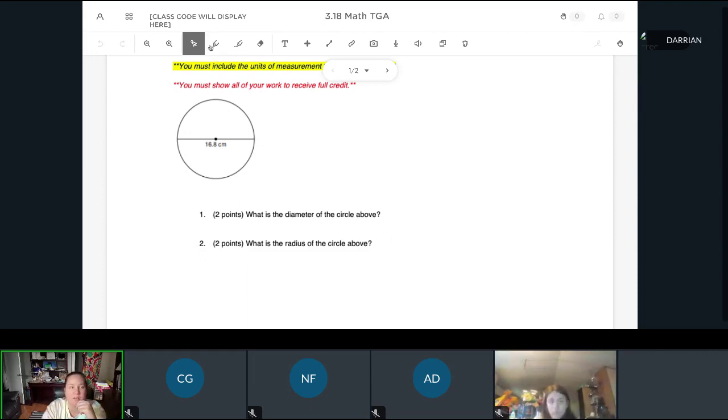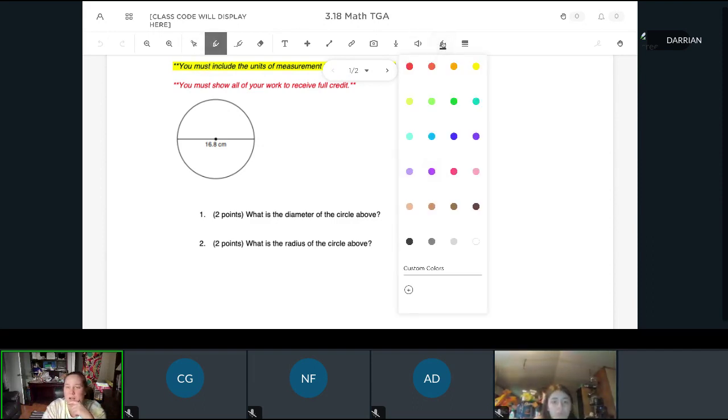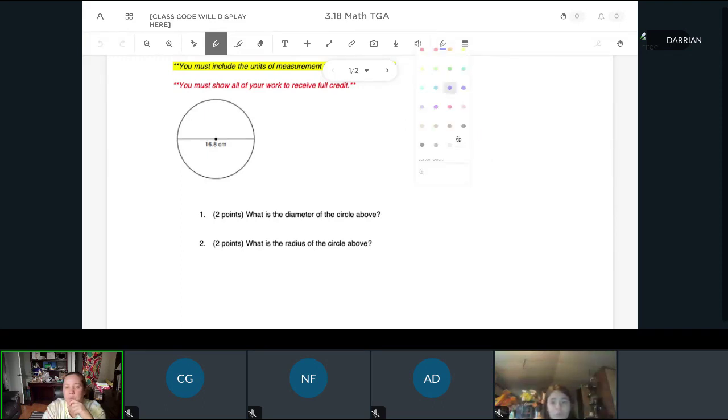So on number 1, you're going to click on your pencil tool up here. I like to use a different color so that whatever I write stands out. So I'm going to use blue. And you're literally just going to write 16.8. And I'm going to be fancy and put centimeters. That's it. That's all of number 1. So 2 free points.